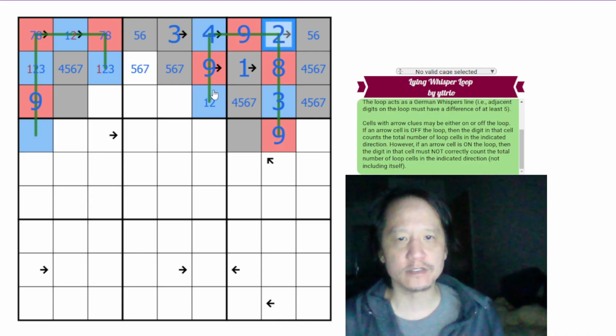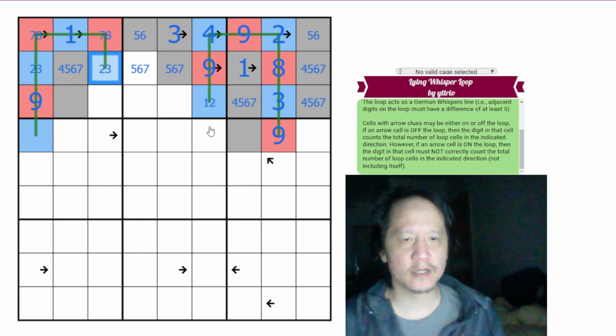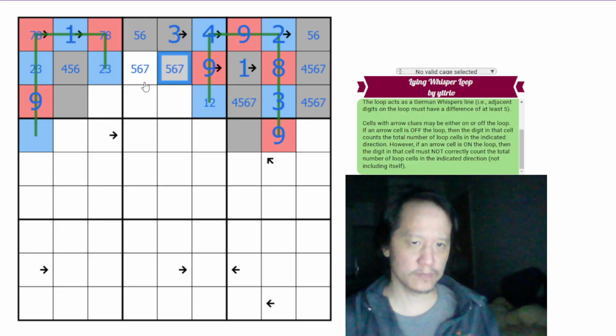So that's 1. This is 2, which makes that 1. So one of these is 3, and it has to be with 8. So this is 7, 8, right? This can't be 7. This is 1 pointing that way. This is 2, that's fine. This is 1, that's fine. This is 4, that's fine.